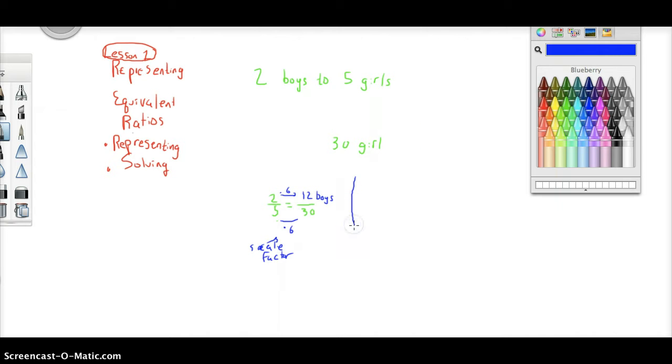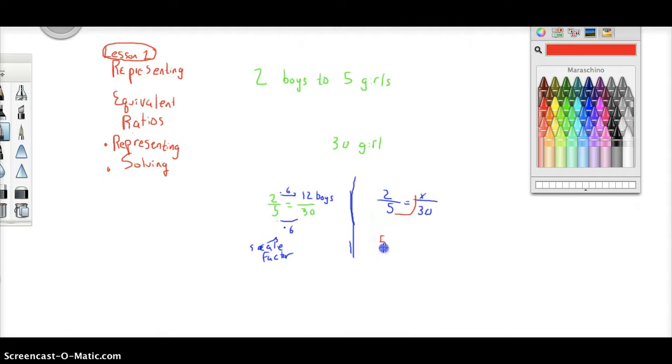We can also use a couple of other ideas here. We can also set up a proportion and cross multiply. So we know we have 2 boys to 5 girls, and we know that that's some unknown, so we'll call it x, which you saw in middle school, divided by 30 girls. When I say cross multiply, I know that you've seen this before. I'm going to take my 5 and multiply it with x.